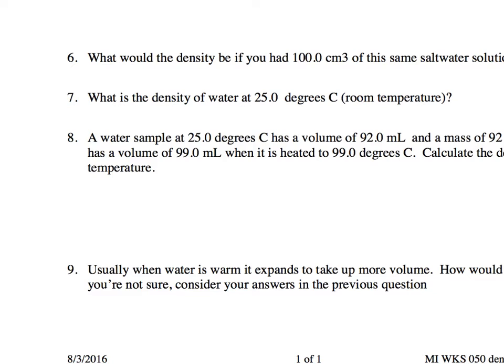So, this brings us to number 7, which looks like an impossibly difficult question. It's very simple, but you're like, how am I supposed to know this? What is the density of water at 25.0 degrees Celsius, at room temperature? Now, you could probably Google that, and you would get an answer. Or we could go on to number 8 and actually solve it, and we can see what the density is, because we are actually talking about a water sample at 25 degrees Celsius. We know the volume is 92 mL, and we know the mass is 92 grams.